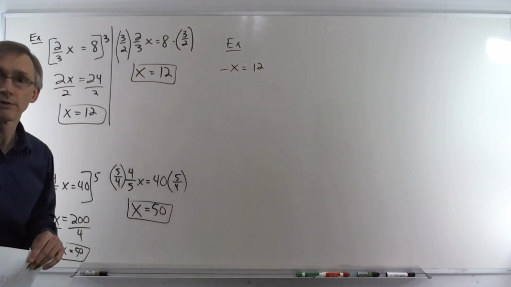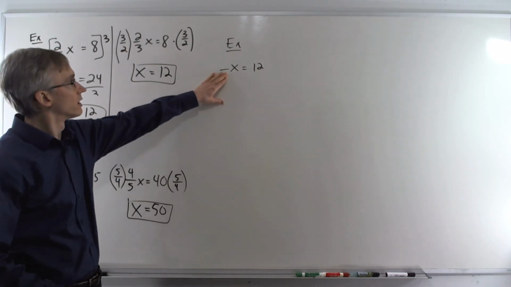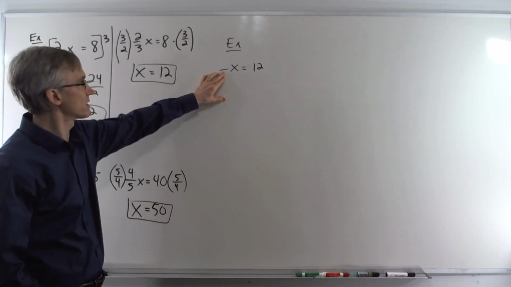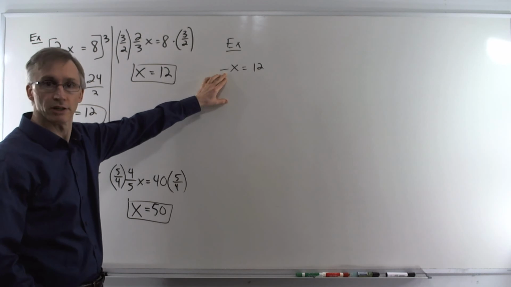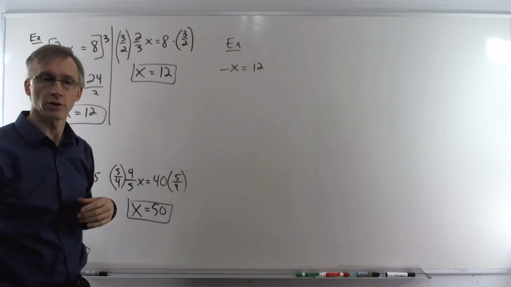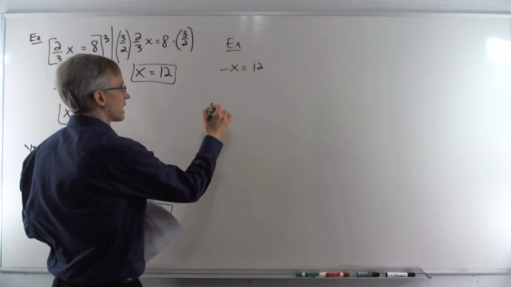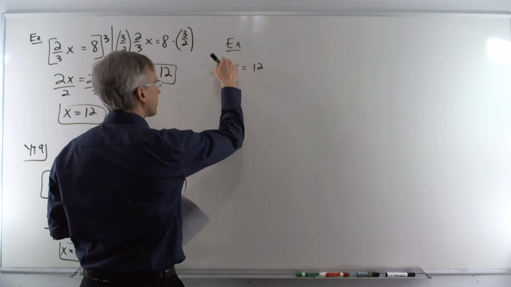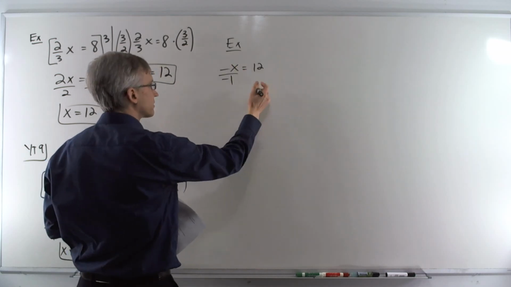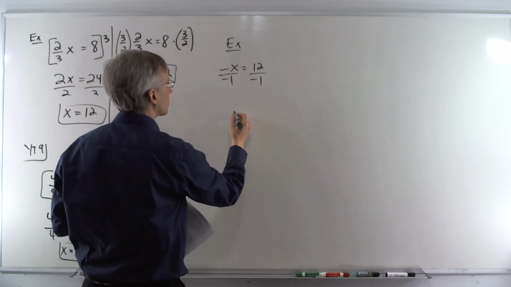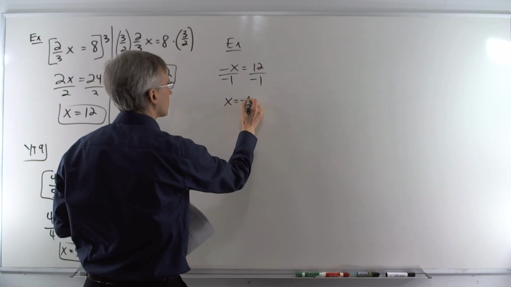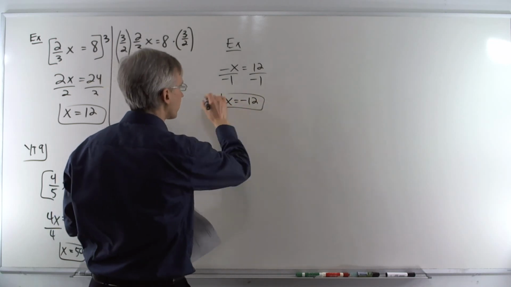Our next equation, we've got a coefficient. It's a little deceptive here. It looks like a minus sign, but that is actually a -1 coefficient. So to get rid of that, we'll just divide both sides by -1. Negative divided by negative is positive, so that cancels out. So x equals -12.